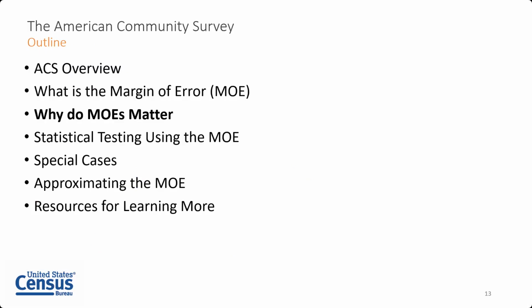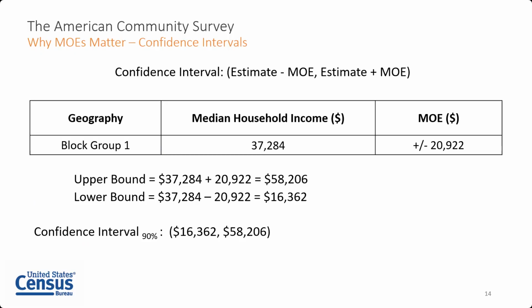So now we know what MOEs are and how they're calculated, but you may wonder what this means in a practical context. Why do they matter and what can they be used for? Let's get into this now. One way to use the MOE is to construct a confidence interval. A confidence interval is a range of values where, at a given confidence level, you can be certain the true population value lies.